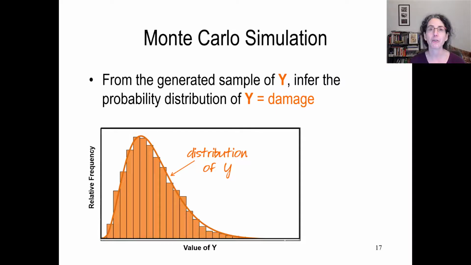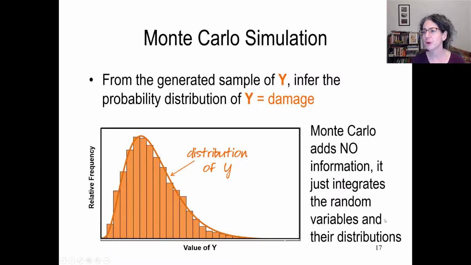Now, this is going in the direction of what we did in the last lecture. Right? We have a sample of values from which we estimate the probability distribution. Now, an important thing to note is that Monte Carlo simulation doesn't add any information to this process at all. All it does is integrate the information that we start with by defining our variables and their probability distributions.